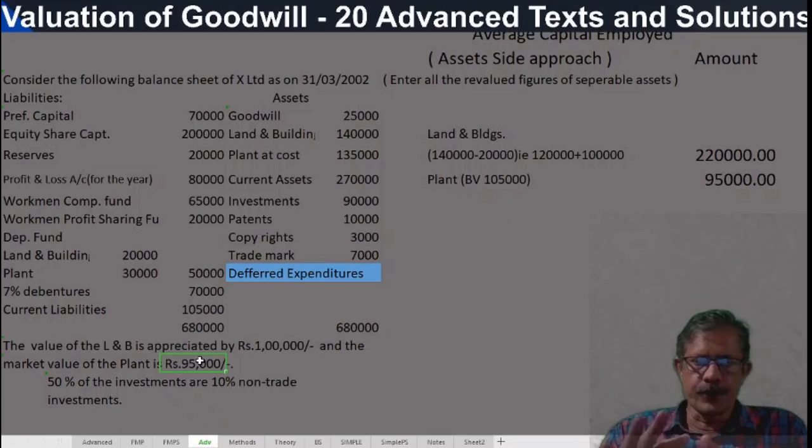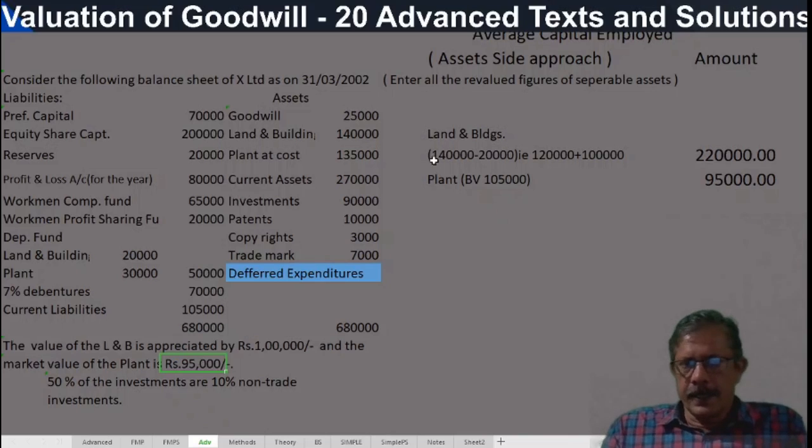While calculating future maintenance profit, there is a saving in respect of depreciation on plant. Here the loss on revaluation of plant is 10,000 rupees, and if the depreciation rate is 10%, we can say 1,000 rupees is the excess depreciation. Not additional depreciation. Excess depreciation provided. That should be added back to the profit for the years to arrive at future maintenance profit.